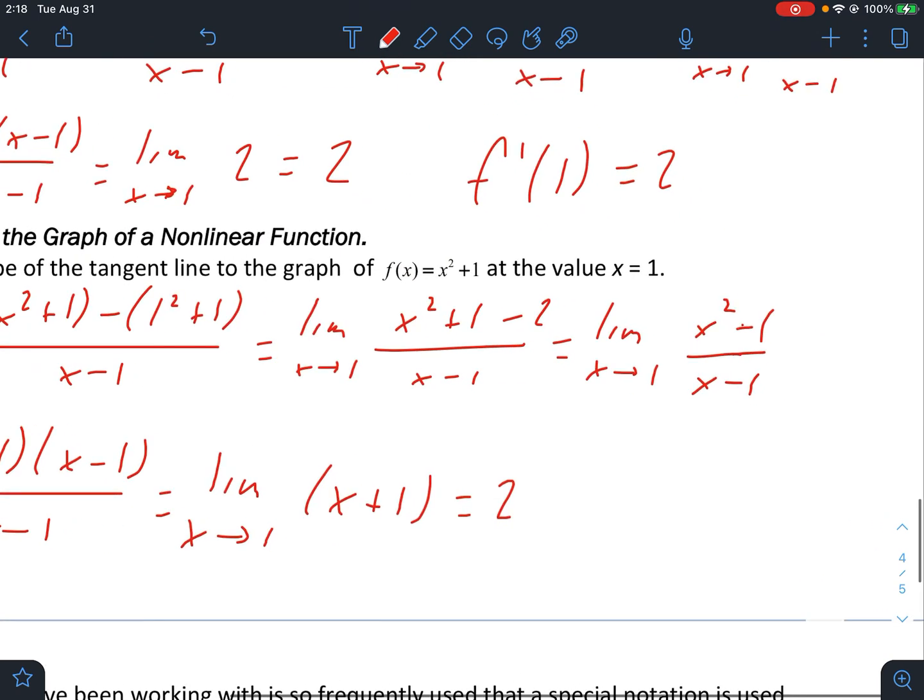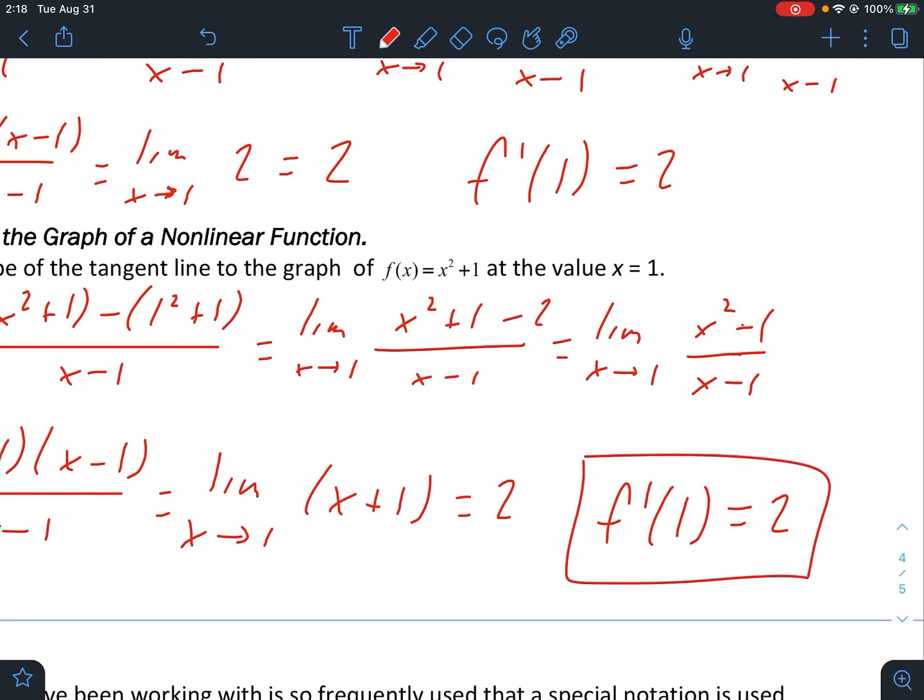So what does that mean? For this problem, the derivative, which is a word that we're going to talk about again later on, which is the slope of f at 1, is equal to 2. So on this function, the slope of that function when x is equal to 1 would be 2.